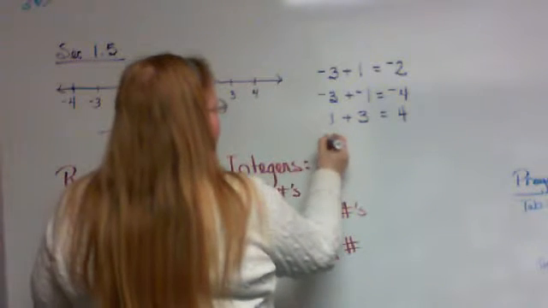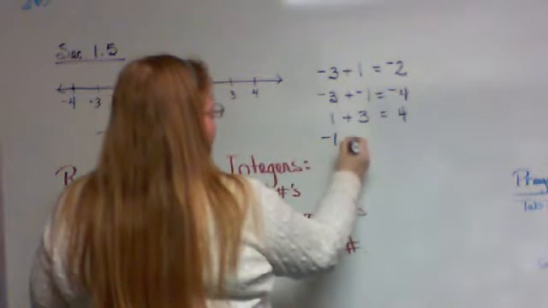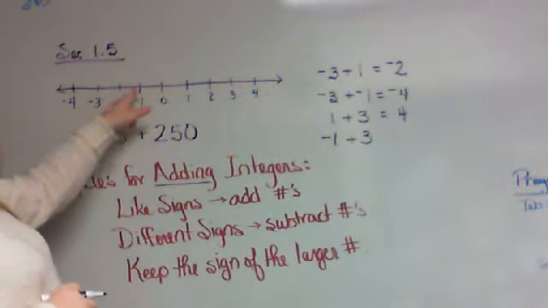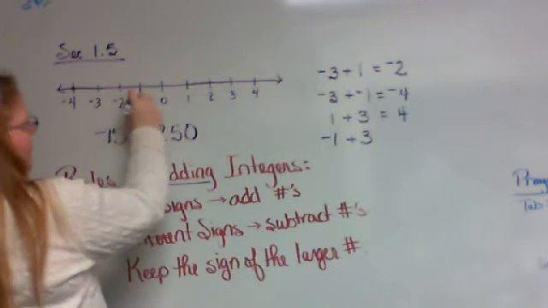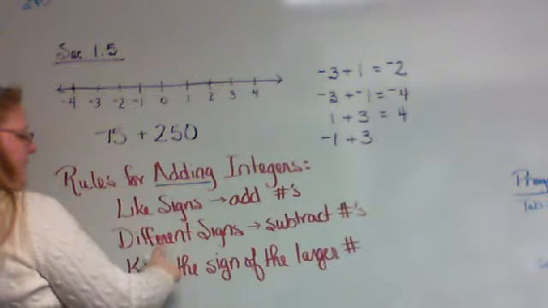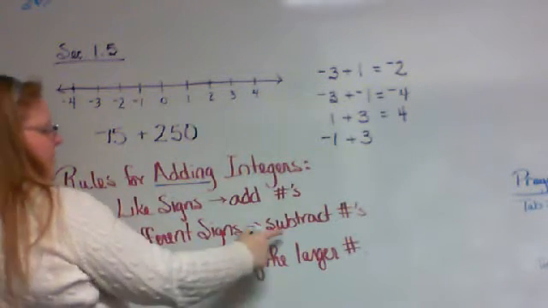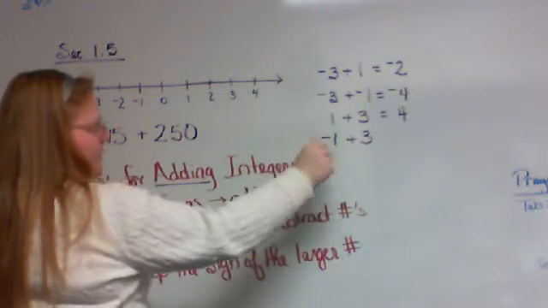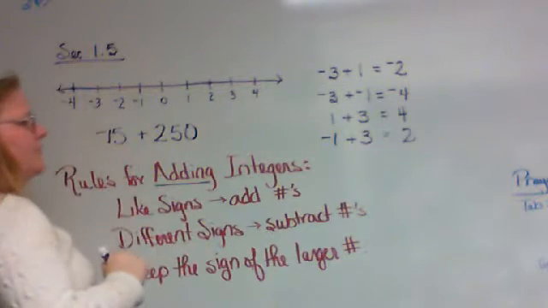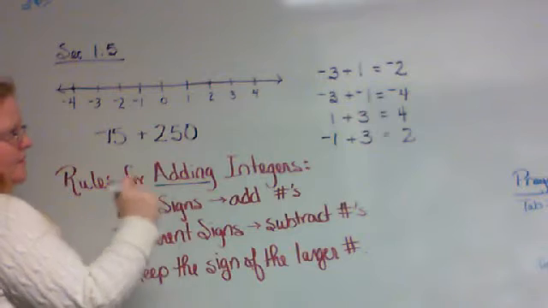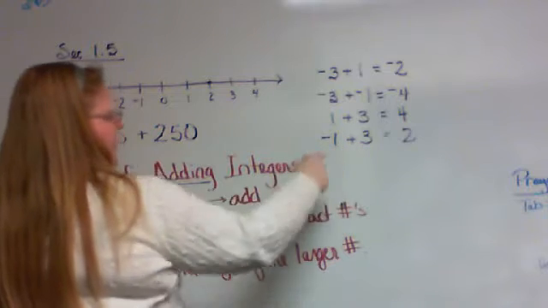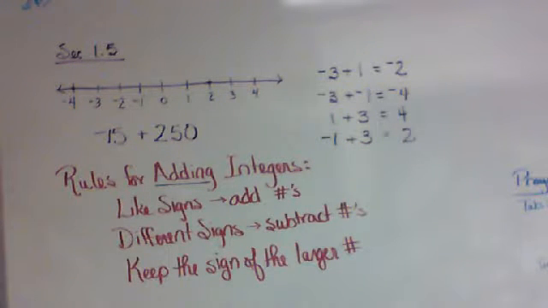What if we have negative 1 plus 3? I start at my negative 1. And then I go 3 this way, which would put me at 2. Or if I use these, they're different signs. So I subtract the numbers. Subtracting 1 and 3, I'm still going to get a 2. It's going to be a positive 2 or a negative 2. This time it's a positive 2. Positive because the 3 is positive. So my 2 stays positive.